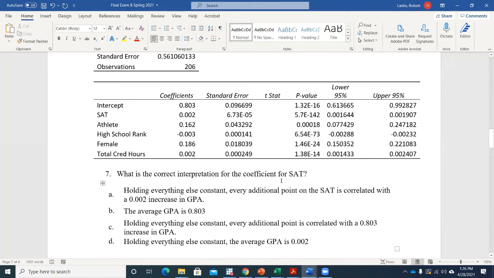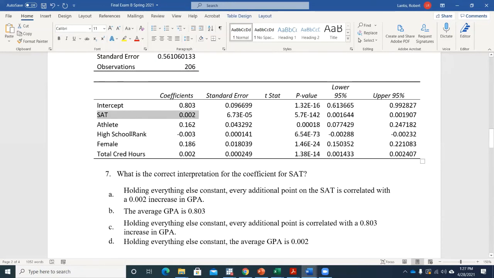Right? So the first thing is, how do I do these coefficient interpretations? The slope coefficient on SAT, what's the correct interpretation? Well, the interpretation of these slope coefficients is always the same. If the X variable is 1 unit higher, then the predicted Y value would go up or down by whatever this coefficient value is. If it's positive, it increases by this much. If it's negative, it decreases by that much, holding everything else constant.